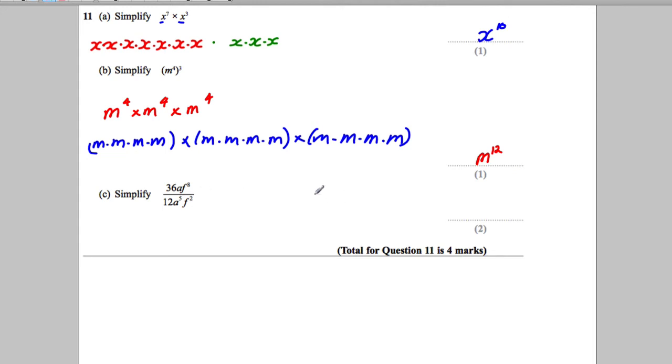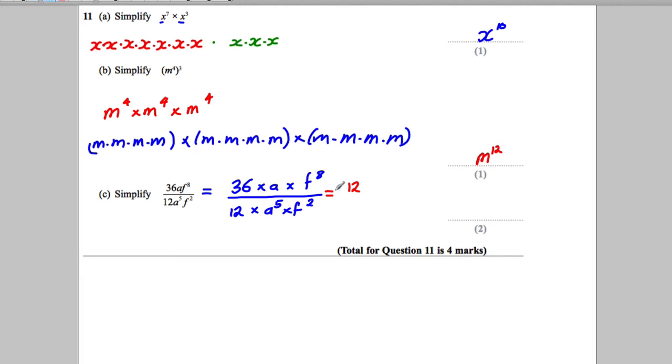Simplify the following. So, I would just like to write this as 36 multiplied by a, multiplied by f to the power of 8, all divided by 12, multiplied by a to the power of 5, f squared. Okay, now what we can do is we can find the common factors on top and bottom. Now there is a common factor of 12 on top and bottom. So 12 is a common factor on top and bottom.